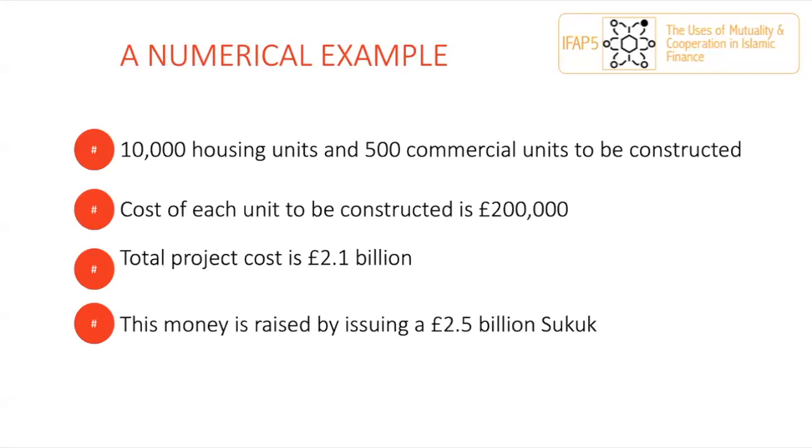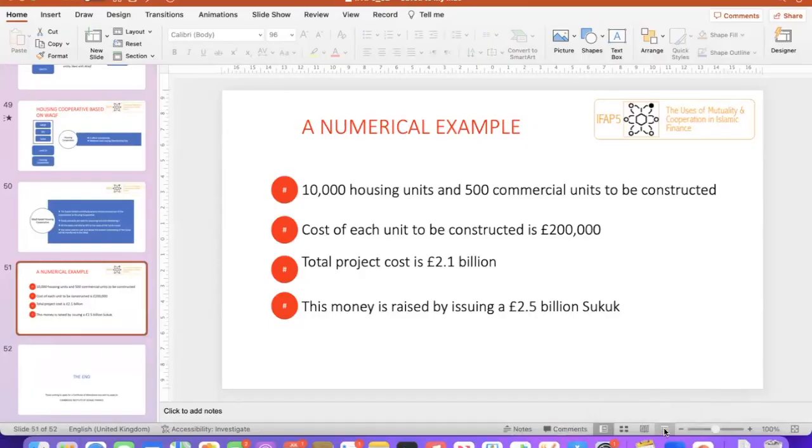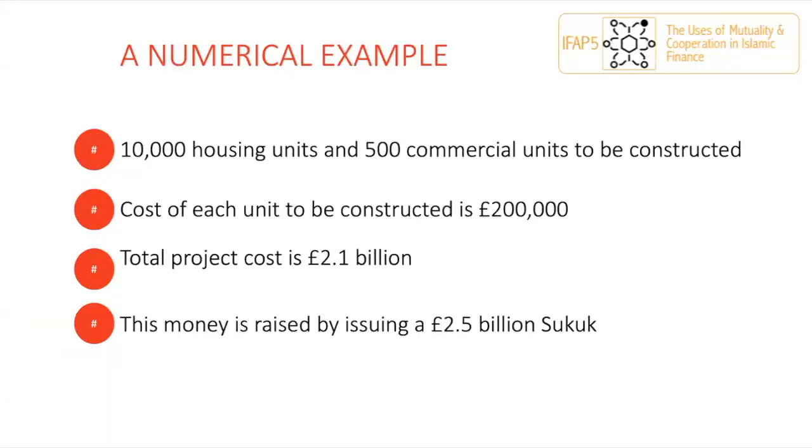Total project cost is 2.1 billion pounds. This money, 2.1 billion, slightly more than that, is raised by issuing a 2.5 billion sukuk. And by the way, now it's very common to see 1 billion, 2 billion, 3 billion, 5 billion kind of sukuk being issued. Where is the money for everyone? When you have 10,000 housing units, 500 commercial units, your cost of construction is 200,000 per unit. And this was with reference to the UK, but this can be comparable in Saudi Arabia, in Malaysia, Indonesia, wherever, of course, the denomination would change to ringgit or rupiah or whatever. But the argument holds.